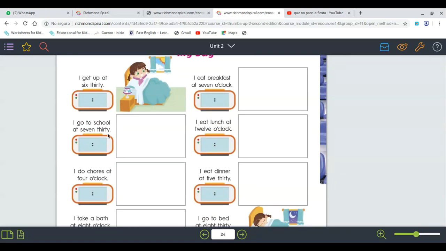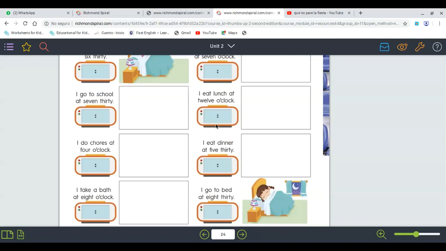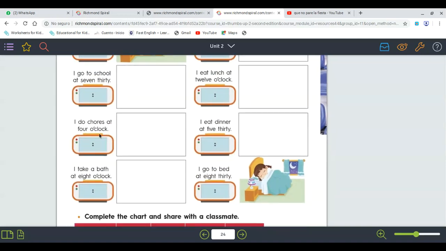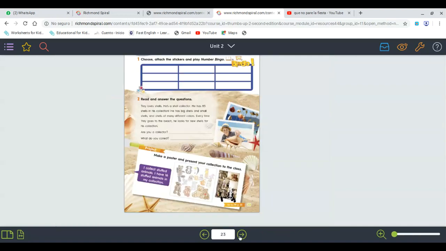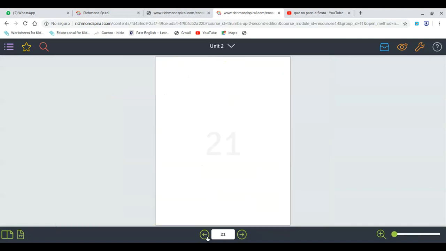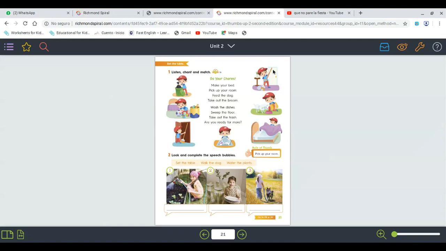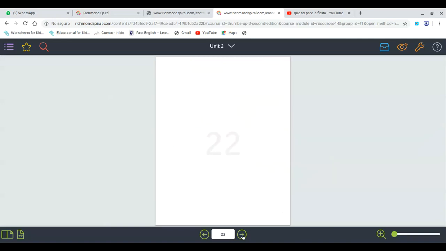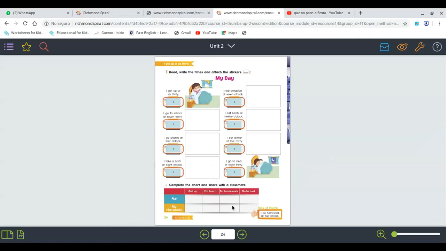I go to school at 7:30. I eat lunch. Lunch, almuerzo, at 12 o'clock. I do chores at 4 o'clock. We already studied what the chores are. Remember, I will move the page to reinforce which are the chores. These are chores. Chores at 4 o'clock.